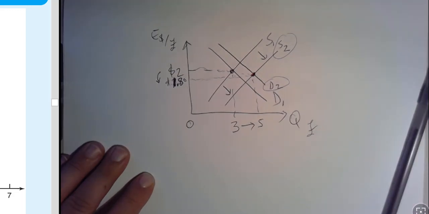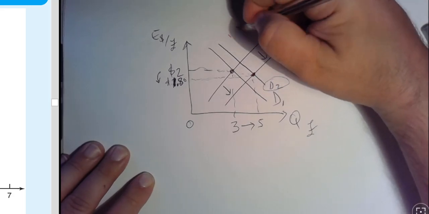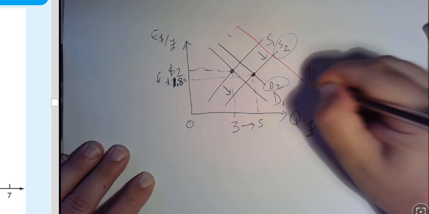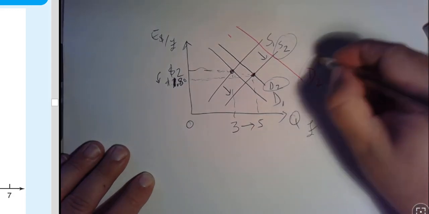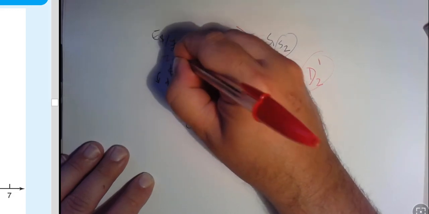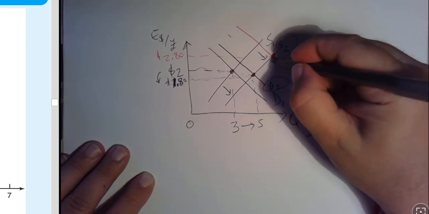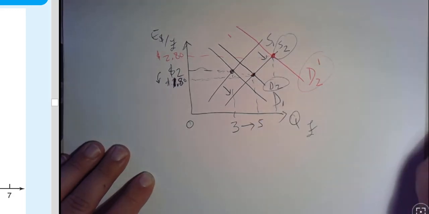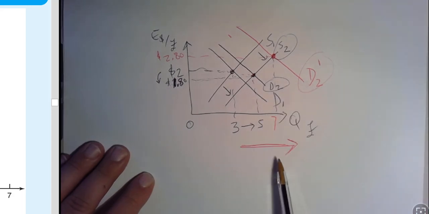But what if the increase in demand was such that actually we end up over here? Let's call this D2 prime. If that was the case, then we would end up at this intersection point, corresponding to a price, let's say, of $2.80. The quantity would be even higher. Let's say it's 7 here. So what we know for sure when both curves change?